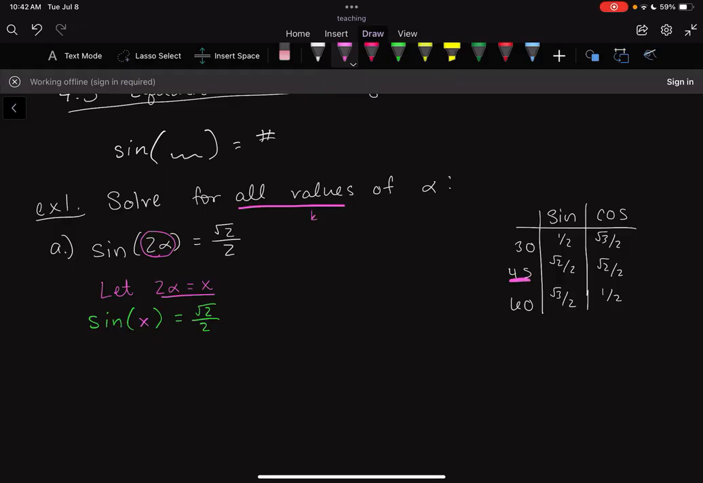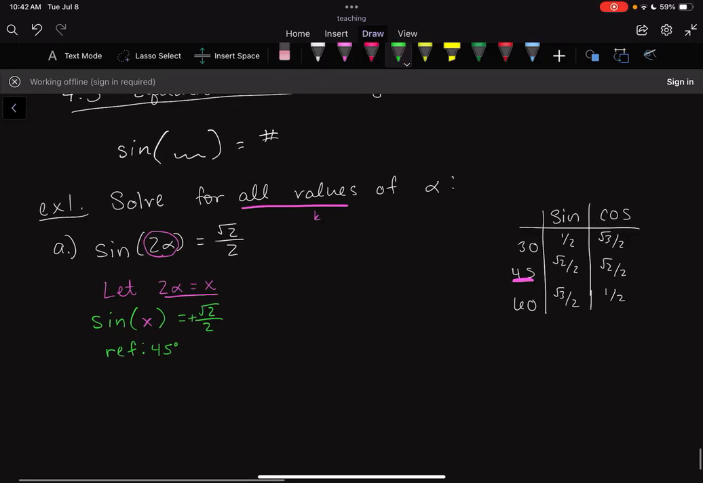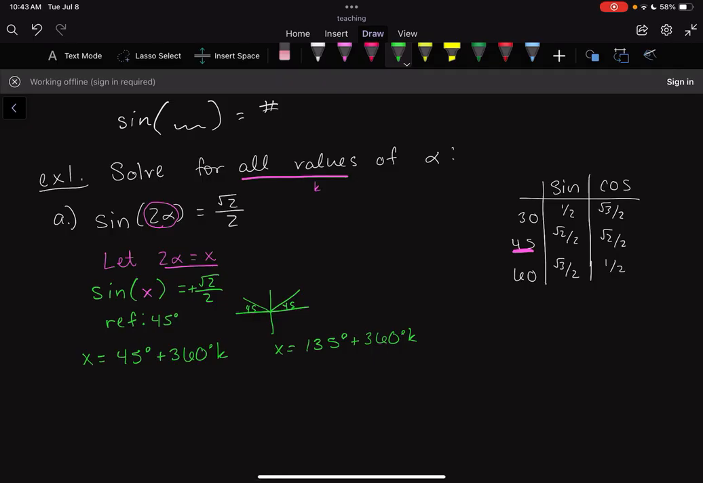So that means that this x has a reference of 45 degrees, but we should be careful here because we need to check out the quadrants. It's positive here, so I'm thinking about where is sine positive. Well, sine is going to be positive in 1 and 2, and I'm looking at a reference of 45. So my angles here will be x equals 45 degrees plus 360k and 135 degrees plus 360k.